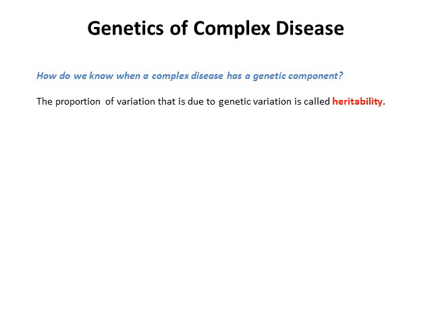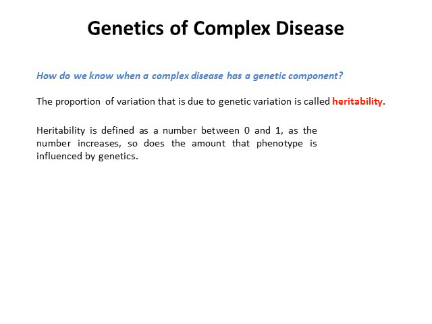So how do we know then when a complex disease has a genetic component? Well, here's another definition for you. The proportion of variation in a trait that is due to the genetic variation is called heritability. And heritability is generally defined as a number between 0 and 1. And as this number increases, so does the amount that the actual trait, the phenotype, is influenced by the genetics.